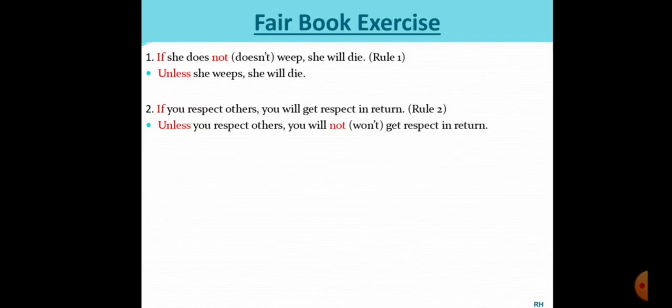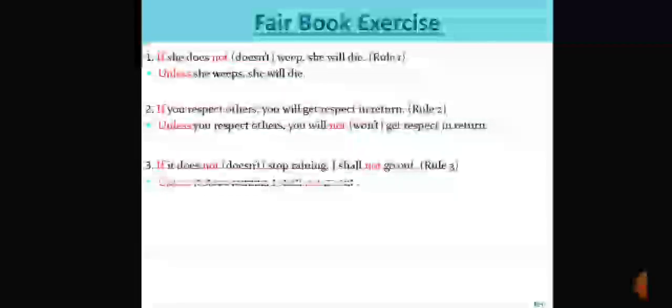Great. Next sentence. If it does not stop raining, does not will change into doesn't. If it does not stop raining, I shall not go out. Now as you can see, after does there is not, then after shall that is not. If not, not. So this is your rule number 3. So how will we change it?